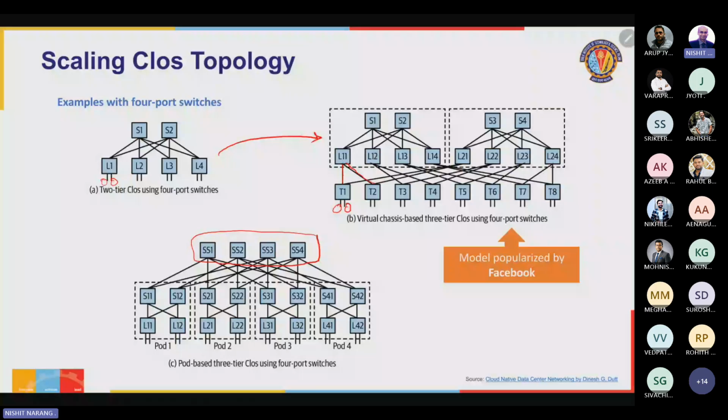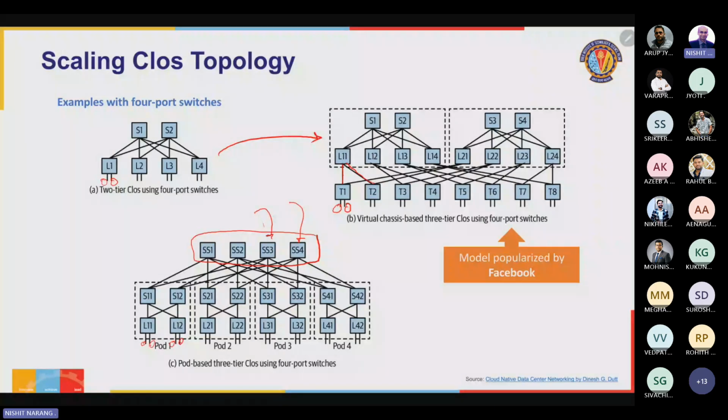What is a pod? A pod is a term that we use for a repetitive structure. It's the same structure that repeats. So I have a pod, which itself is a Clos topology, a basic Clos topology of 2 cross 2, 2 leaves, 2 spines, and this is how they are connected. And then, because I have 4 super spines now, I can have 4 such pods. Every leaf in the pod allows me to connect 2 servers each. So each pod has connectivity to 4 servers.